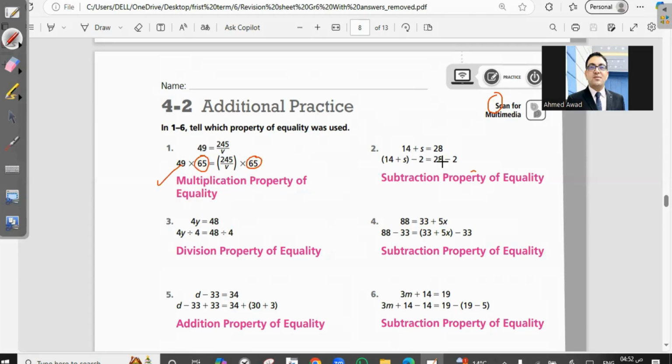What about number 2? Can we subtract the same number? Yes. So it's going to be subtract 2 from each side. It's the same property, which is the subtraction property. Now, for y equals 48, you can divide by the same number? Yes. Number 4, we can subtract the same number. Number 5, we can add 33 to each side. So it's the same equation.